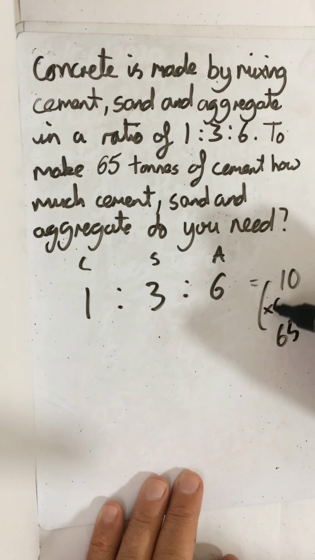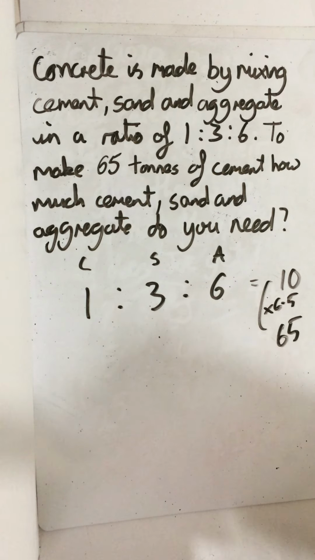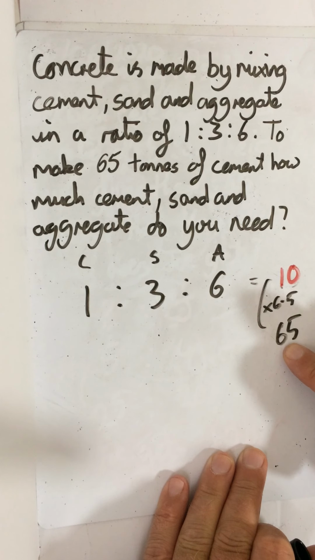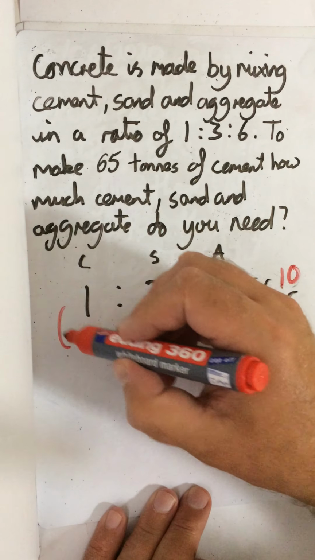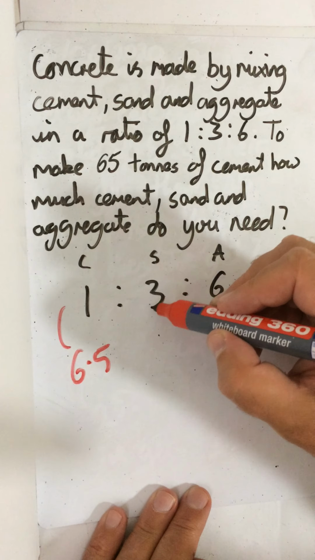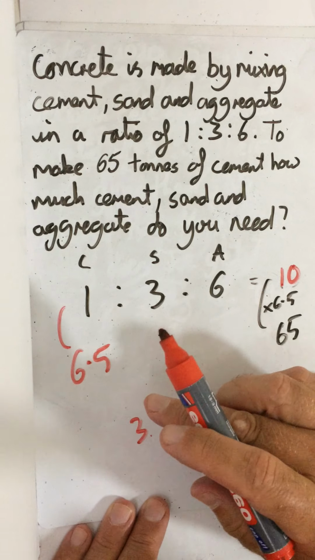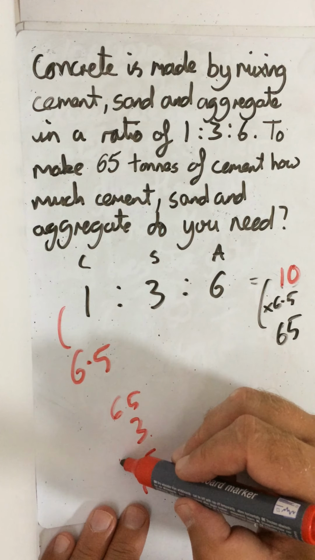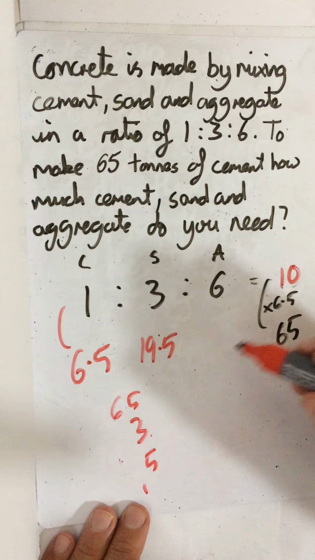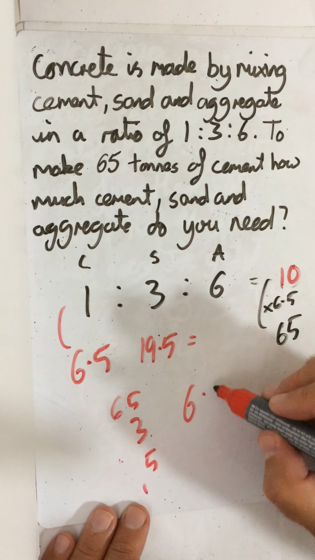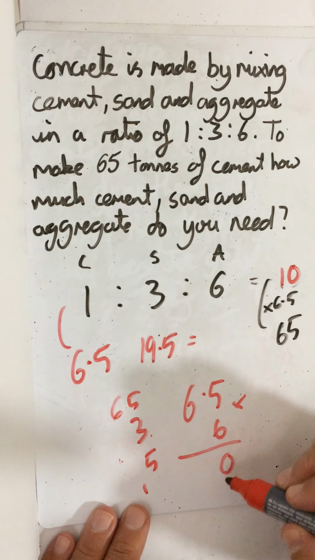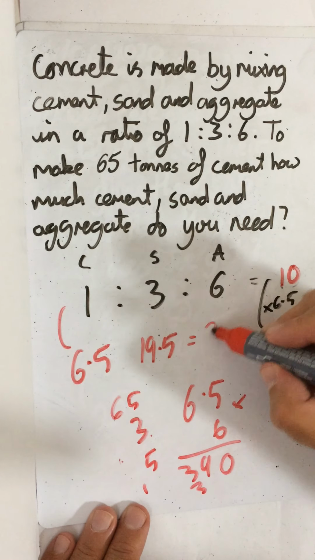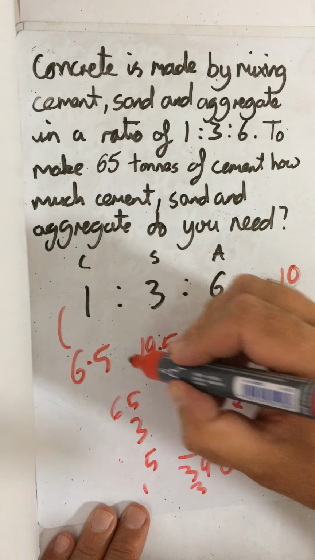So to go from 10 to 65, I times by 6.5. This is the information I'm using because it's given me the 65. So I have to times this by 6.5: 3 times 6.5 is 19.5. Let me just check. 5, carry the 1. Yeah, 19.5. And then I've got 6.5 times 6. 6 5s are 30, carry the 3. So that would then be 39. Make sure we put the dots in.